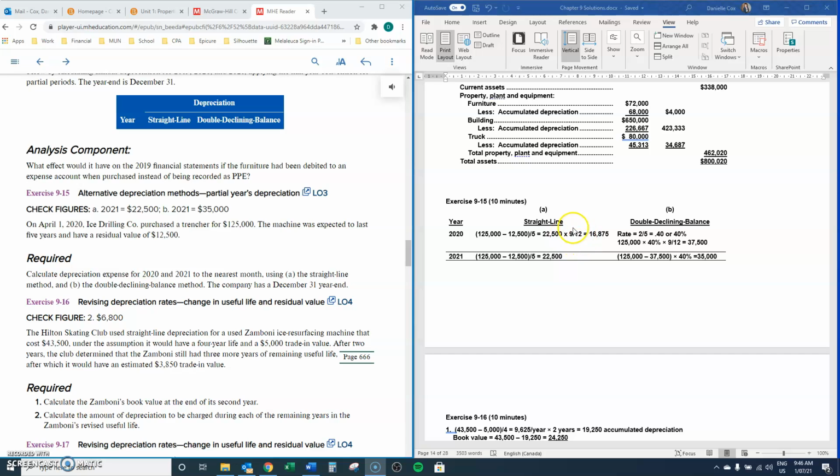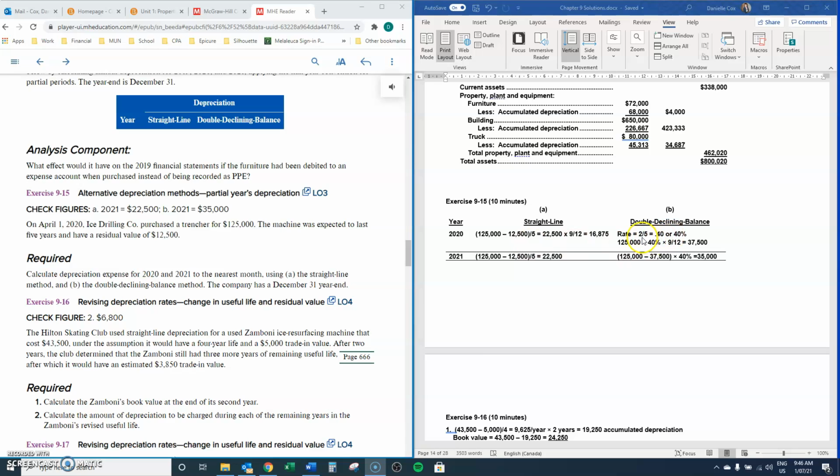So that's how much of the year we owned the machine, and that gives us $16,875. The next year we would have owned the machine for the entire year, so we just take the full 22.5. So again, when it comes to the month, if it's more than half a month, then you take the full month. If it's less than half the month, then you don't include that month.